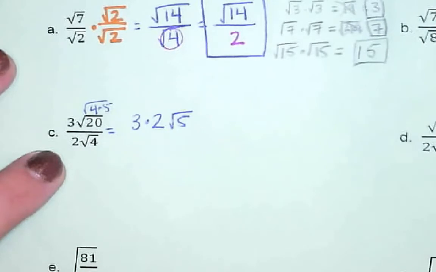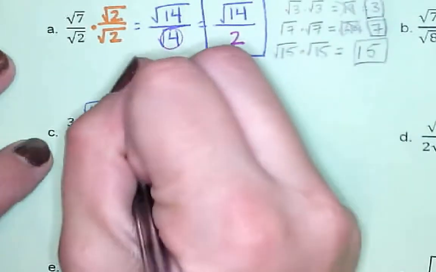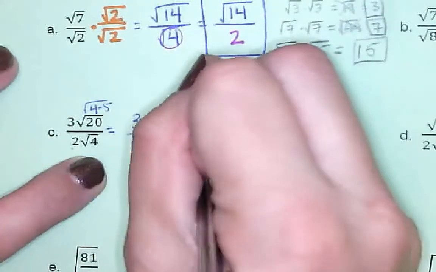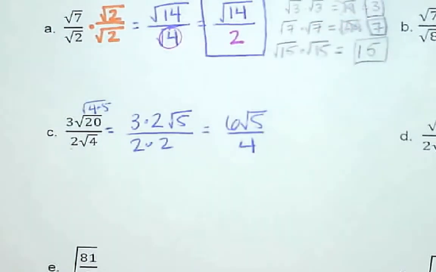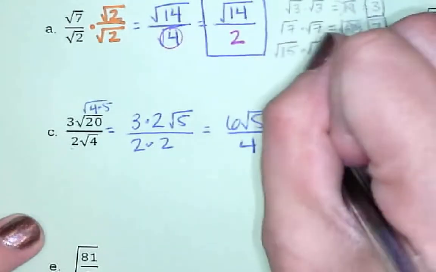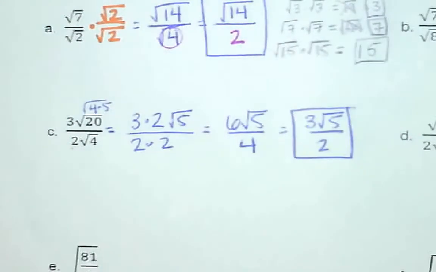And then down here we have 2. And then guys, what's the square root of 4? 2. So this becomes 6 square root of 5 over 4. Is that fully simplified, y'all? Can 6 over 4 be simplified at all? So if we divide them both by 2, that becomes 3 square root of 5 over 2. So that would be our official way that it could be simplified.